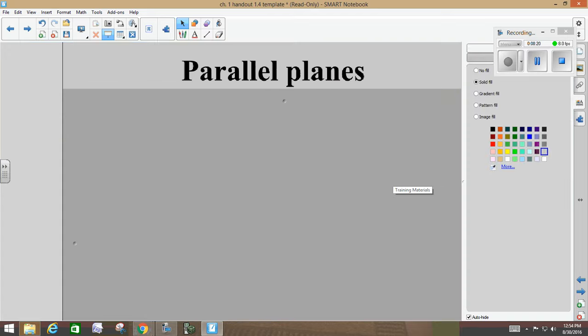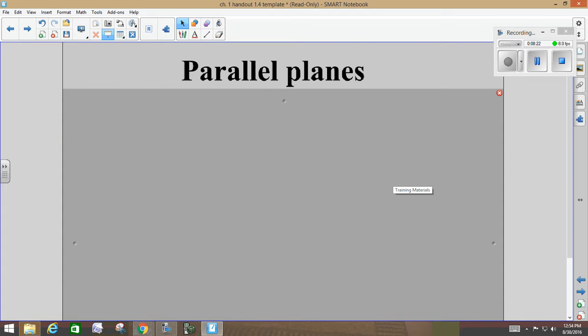Next slide. Parallel planes. What do you know about them? Brad? Awesome. Write it down. Parallel planes never intersect. You can't have skew planes. Either your planes are parallel, like the ceiling and the floor, or they're going to intersect, like the ceiling and the four walls. So they're either parallel or they intersect.